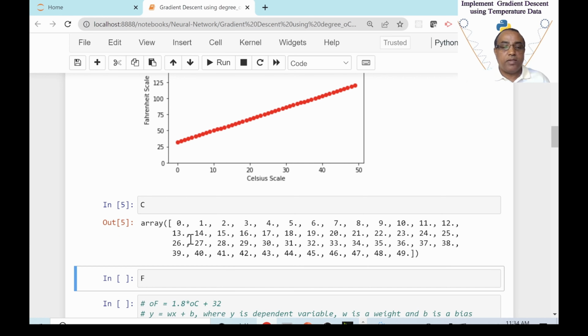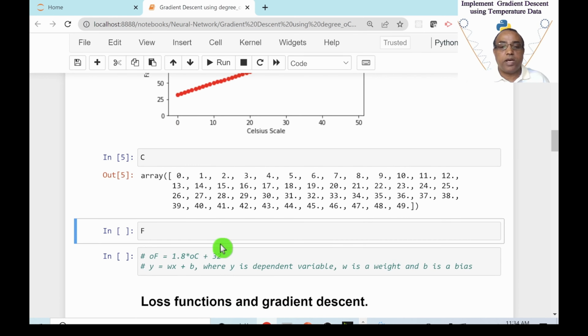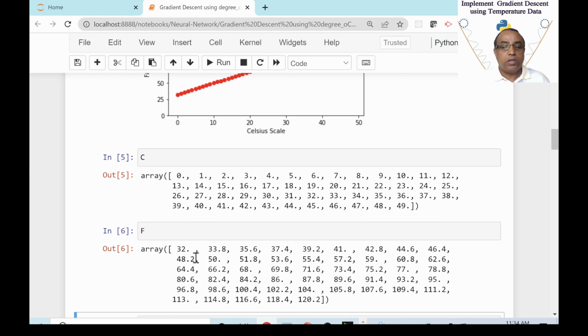These are degree Celsius values. It ranges from 0 to 49, so in total we have 50 data points. This dot indicates that these numbers are floating point numbers. They are not integers. Let's see degree Fahrenheit values. It ranges from 32 to 120. Okay, so we have 50 data points.